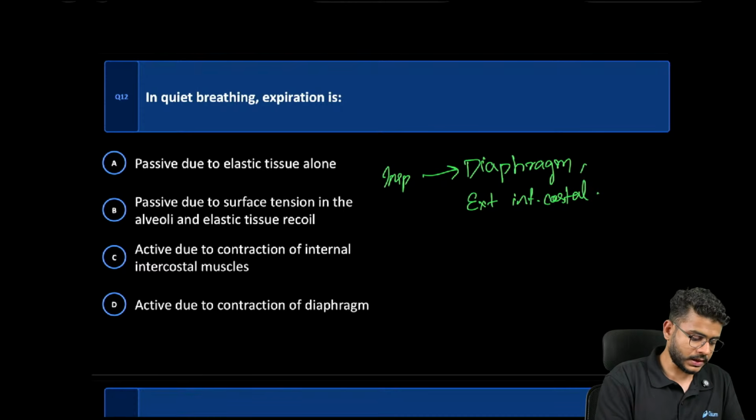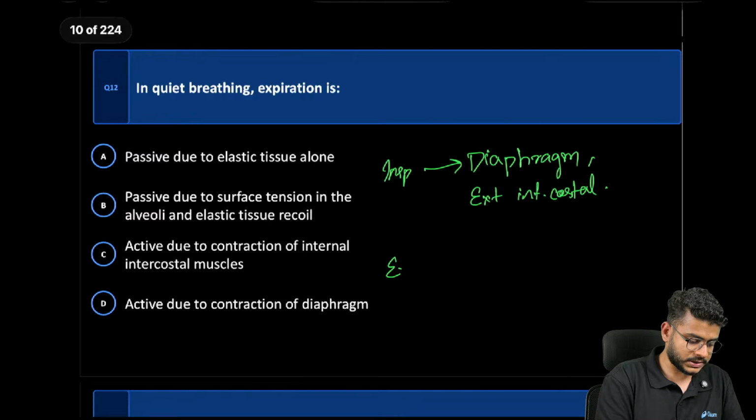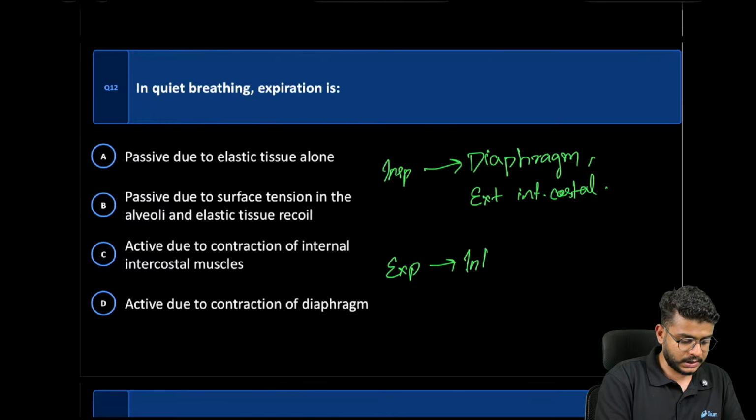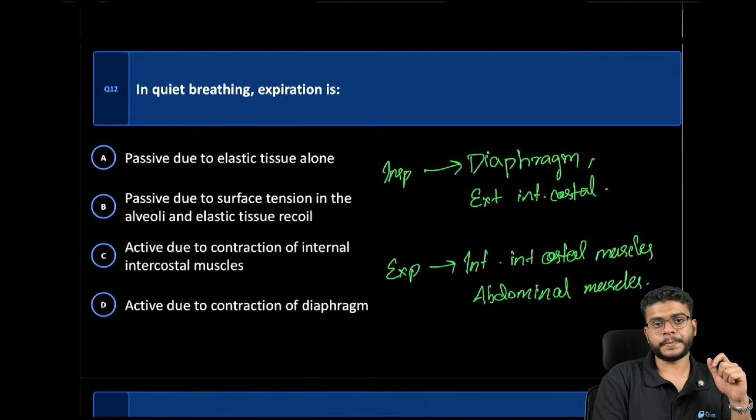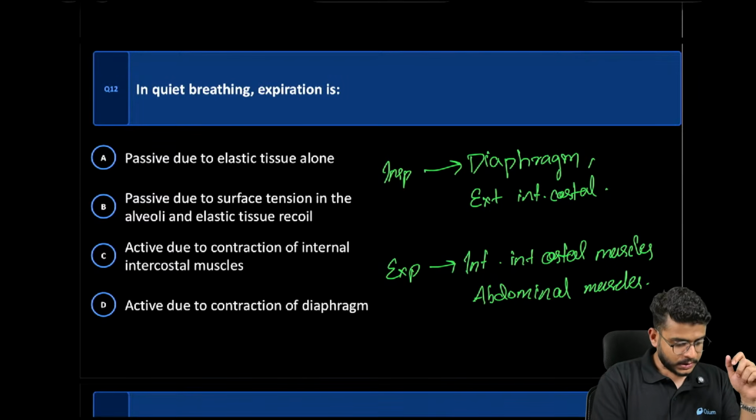Okay, next, expiration. For expiration, the muscles involved are internal intercostal muscles and abdominal muscles. Okay, during forced expiration.